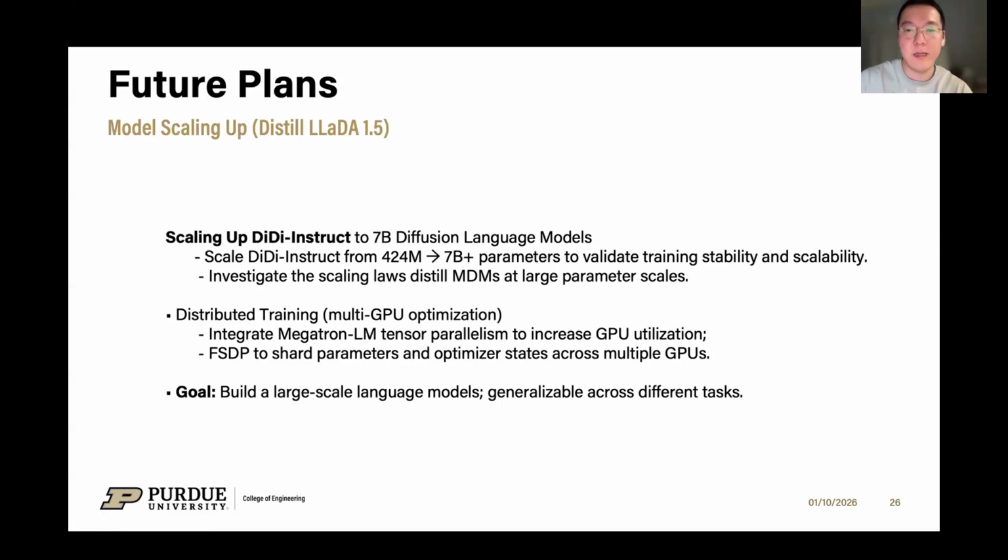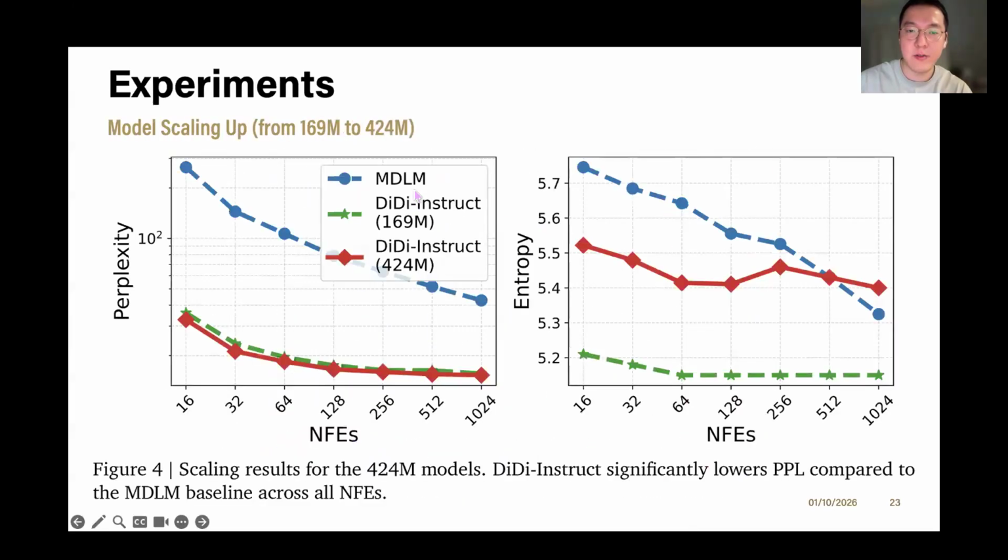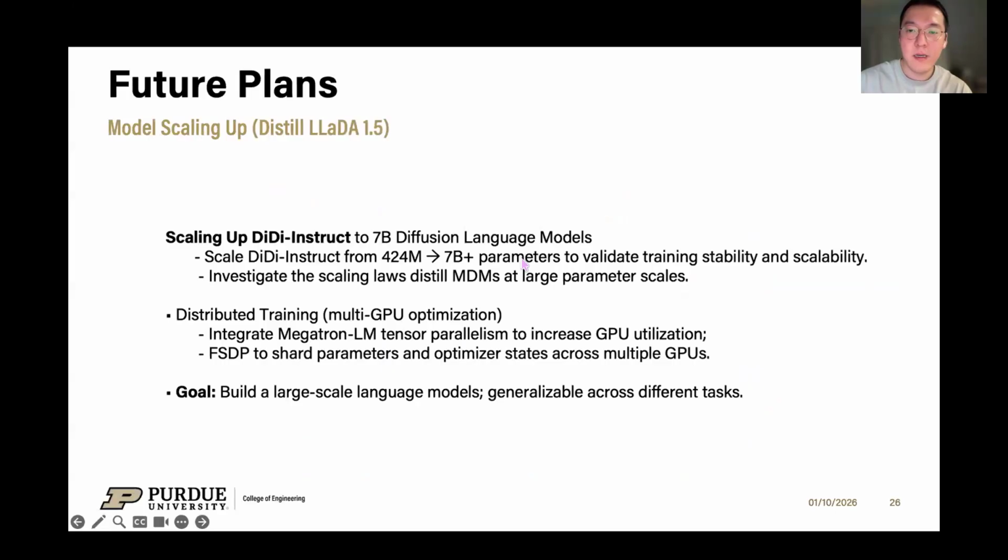Previously, when we had a small model like 169 million parameters and we distilled the model, we could use distributed data parallel to train it, and one GPU could hold the entire model. But if we scale up to 7 billion, I believe one GPU cannot hold such a large model, so we need to do some tensor decomposition or state decomposition. So that's all the infrastructure optimization in this project that challenges us.